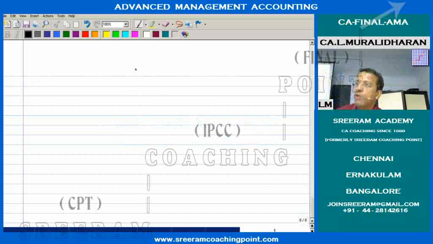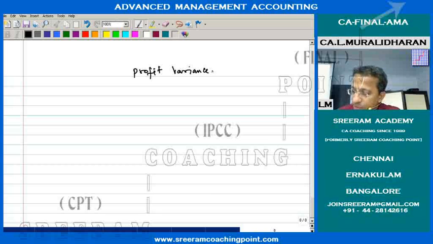This standard costing is normally applied in profit making industry. Profit is estimated. Sorry, actual profit is different from that of estimated profit. What you call out as standard profit, and the difference you put out as profit variance. What really would have caused profit variance?